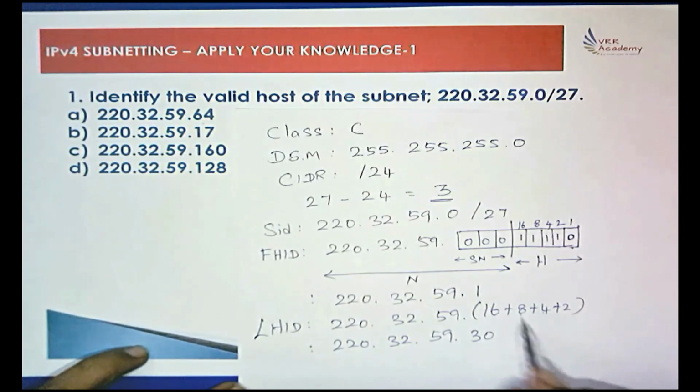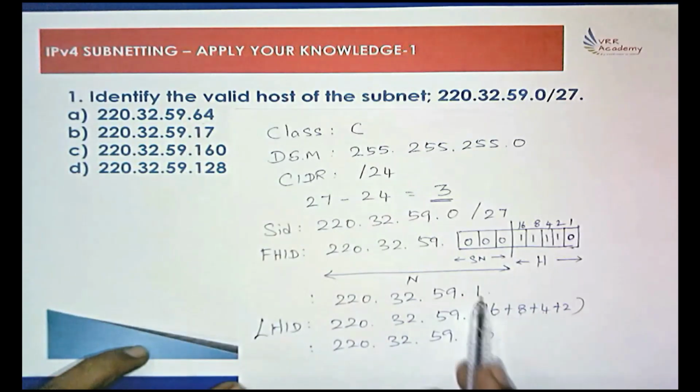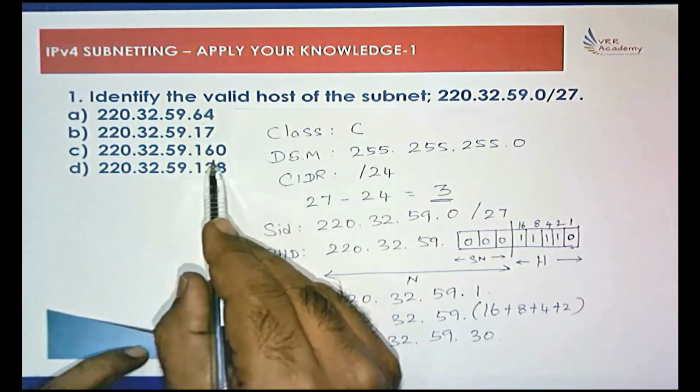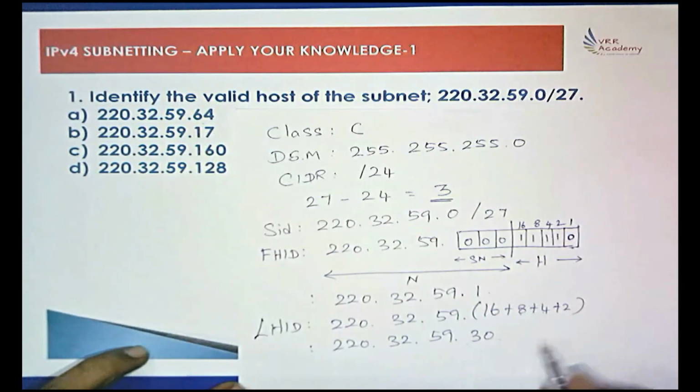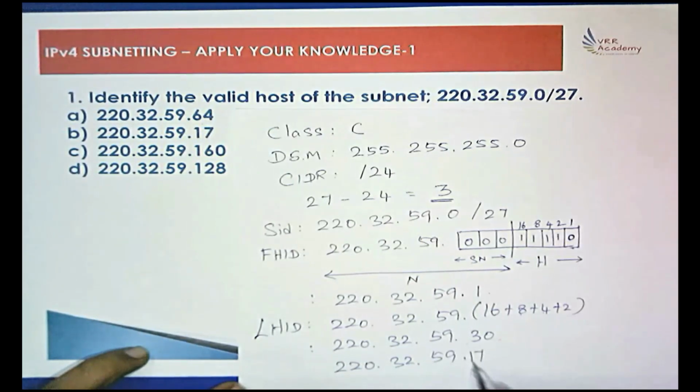So any host ID from 1 to 30 is going to be a valid one. If you see the options given here, 64 is not in the range, 17 is valid, 160 and 128 are out of range. So 17 is a valid host: 220.32.59.17. So the answer for this problem is B.